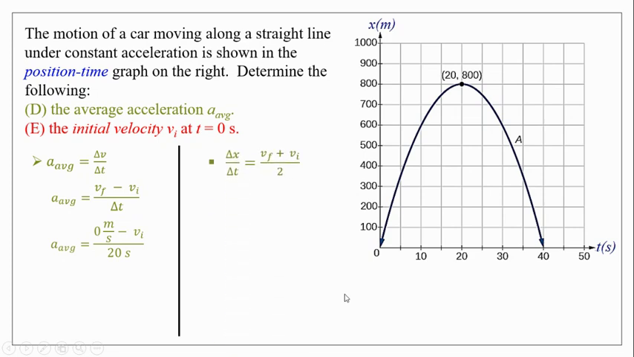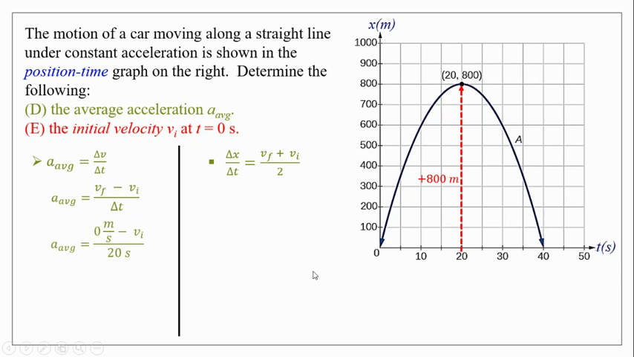As you do these position time graphs, you just learn how to be more clever about which time interval to look at in order to find what you're missing as quickly as possible. Here, I've chosen to set up the two average velocity functions under constant acceleration. Delta x over delta t equals Vf plus Vi divided by 2. Well, I know what delta x is if I'm going from 0 to 20 seconds. My delta x is simply 800 meters because that's what the graph shows.